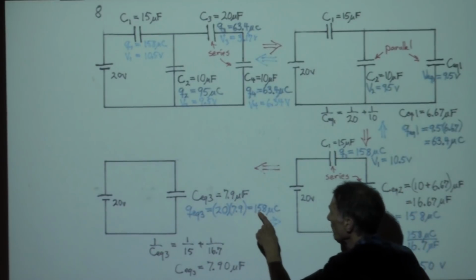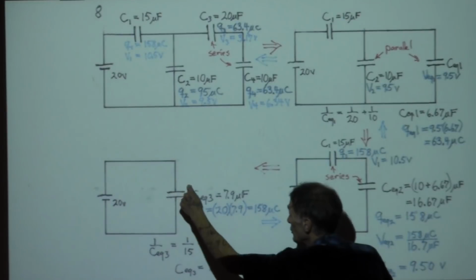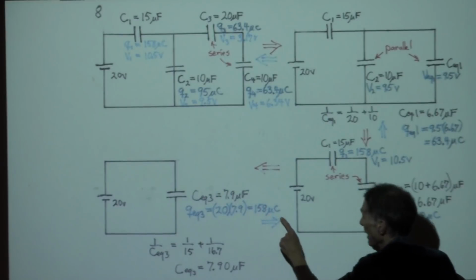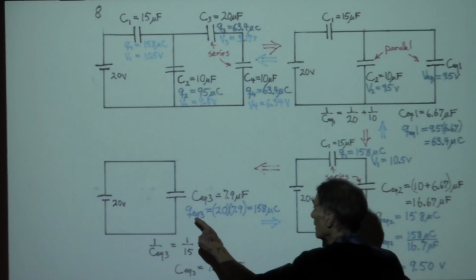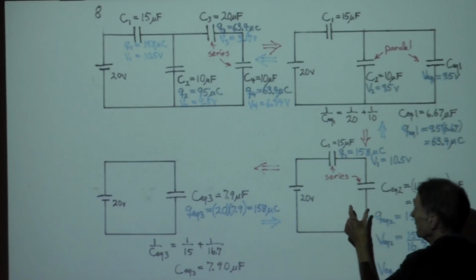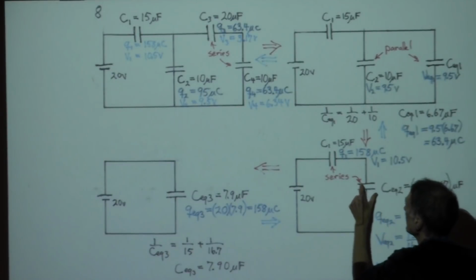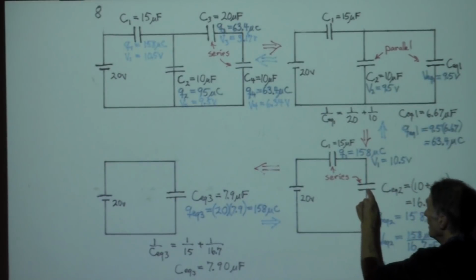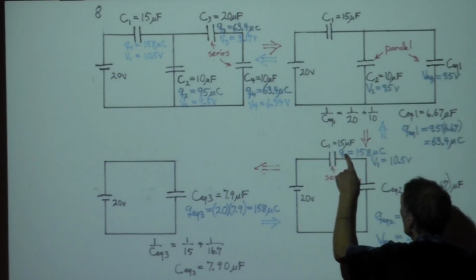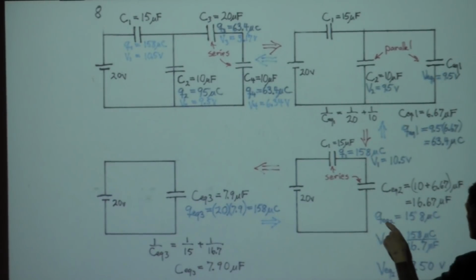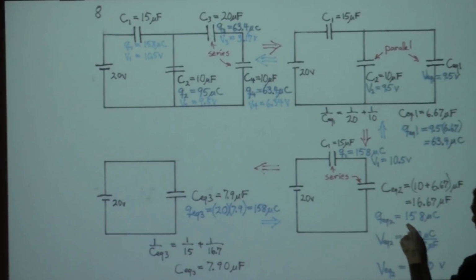So I've got a C equivalent, a Q equivalent, a charge on here, and that's the total charge on this whole setup, which is 158 microcoulombs. Once I realize what this charge is, I can go back to this step and say, the two of these are in series, so what about the charges in series? They have to be the same. So I know that Q1 has to be 158 microcoulombs, and Q equivalent 2, the equivalent one here, is 158 microcoulombs, so I have that.